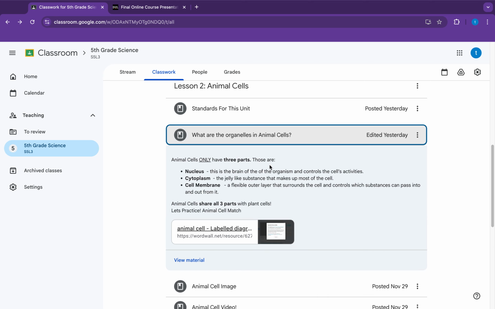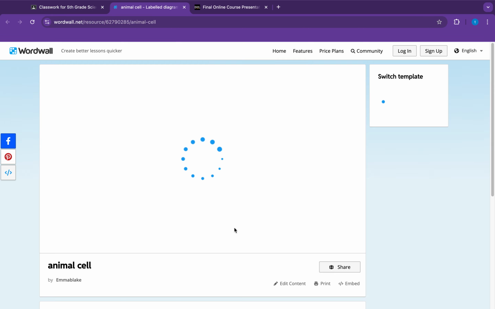Starting off, I make it very clear. I don't like trying to confuse my students by explaining that there's more. I really try to key in on the focus that right now there is only 3. You don't need to know any more than 3. There are 3 organelles in an animal cell, and it's nucleus, cytoplasm, cell membrane. That's it. And to include that in there, I gave them a little practice.